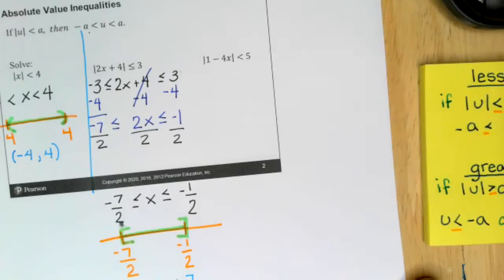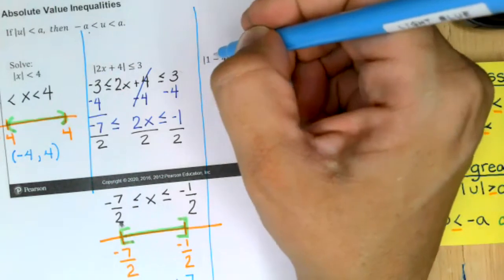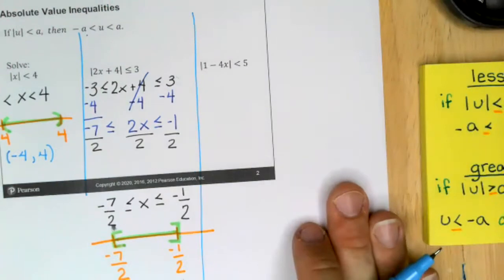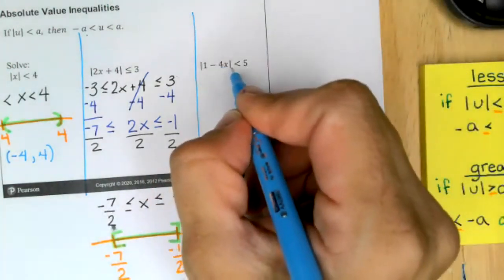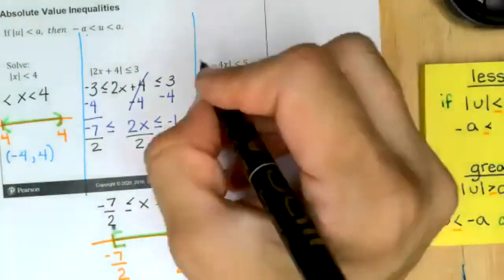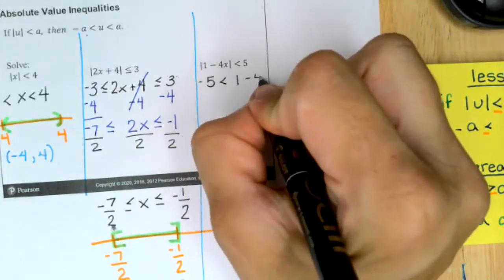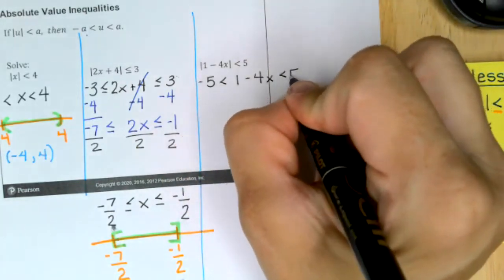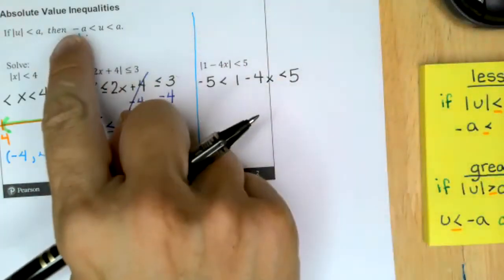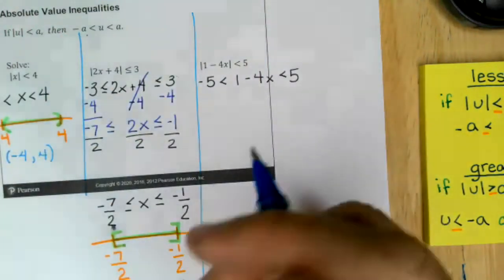Okay. Third one. The absolute value of 1 minus 4x is less than 5. It is already isolated, so I'm just going to say -5 is less than 1 minus 4x, which is less than 5. So no absolute value bars because I wrote the -a, the u, and the a. So no absolute value bars. Now I'm going to solve.